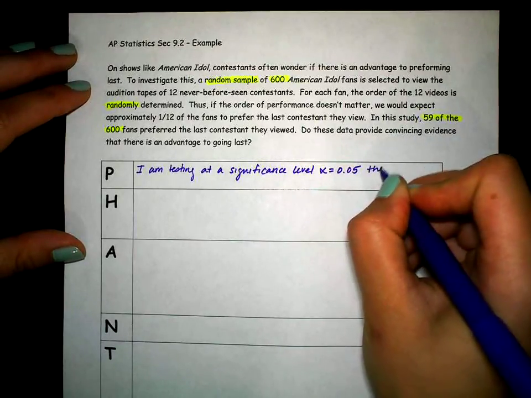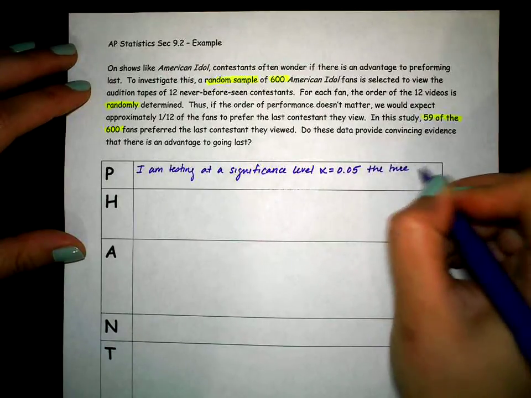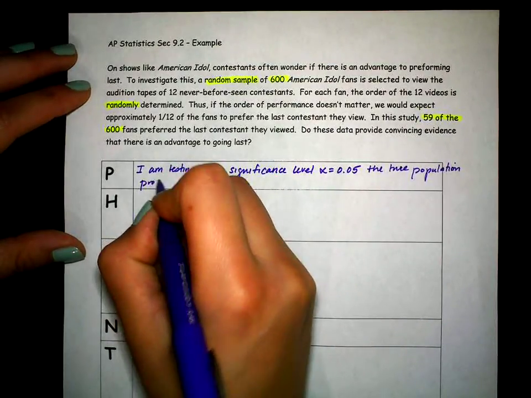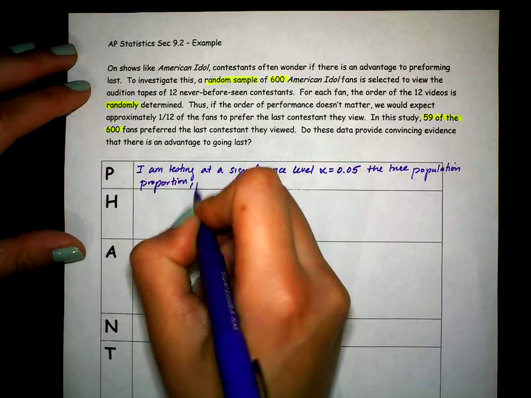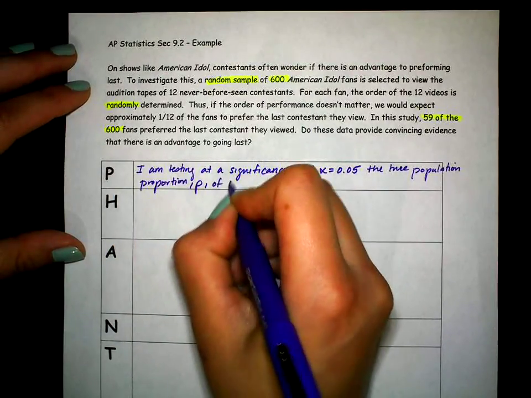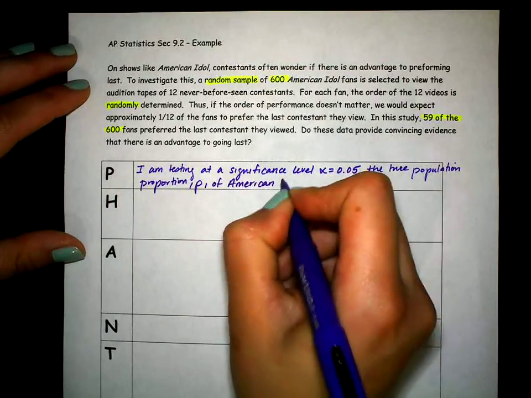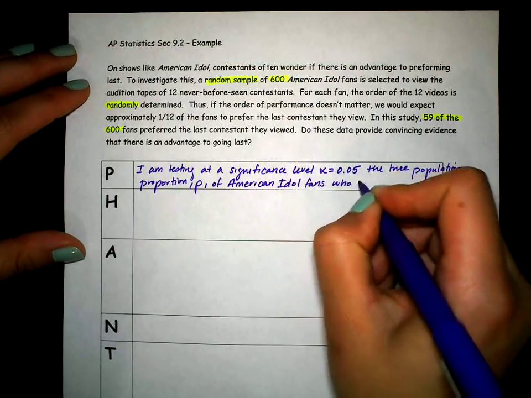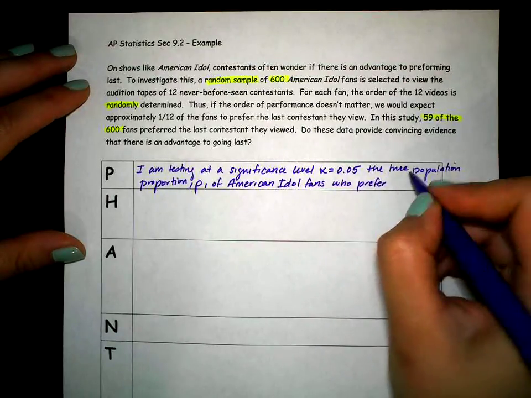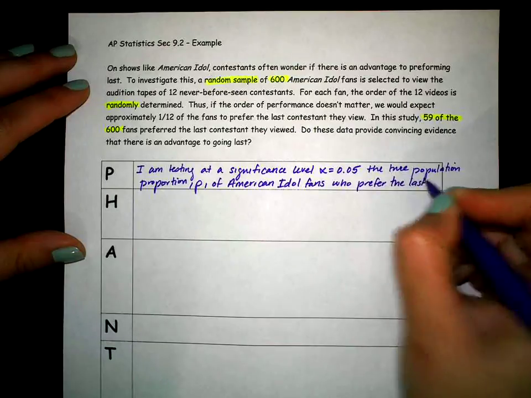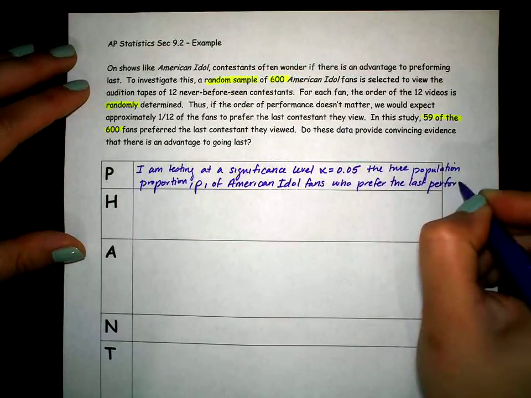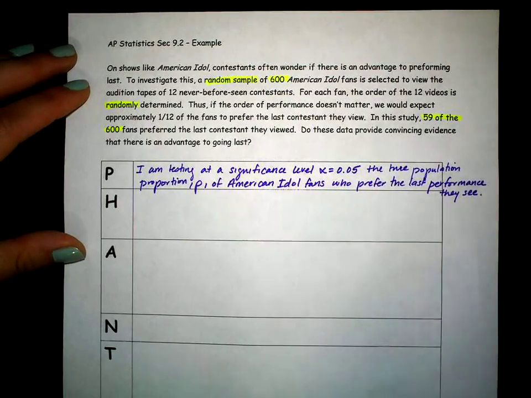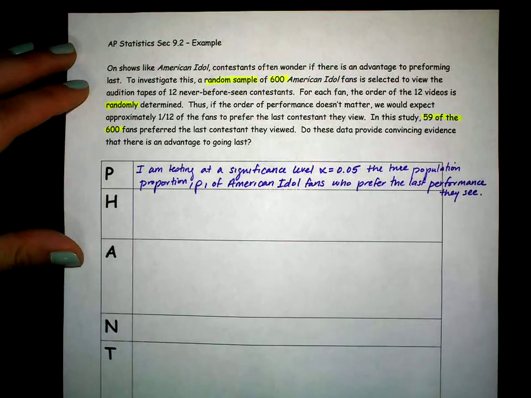The true population proportion p of American Idol fans who prefer the last performance they see. Okay, so that whole entire sentence is all for just the first part.